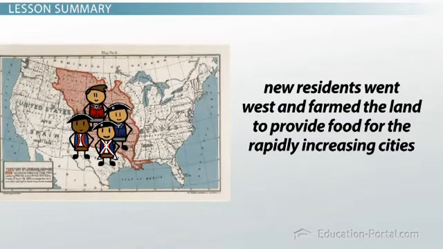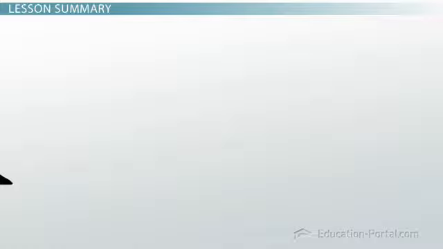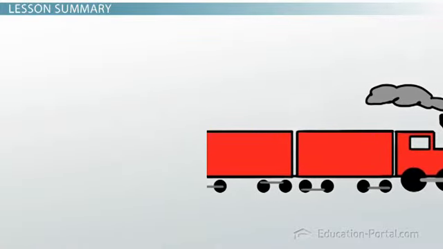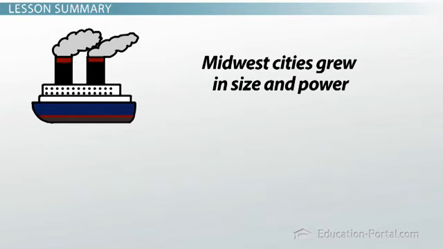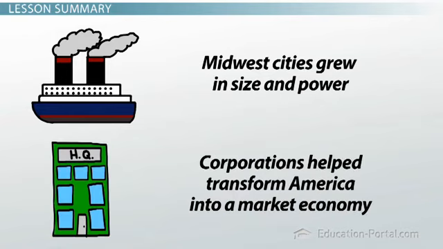A lot of these new residents went west and farmed the land to provide food for the rapidly increasing cities. This was made possible by developments in transportation, especially steamboat river traffic. Midwestern cities grew in size and power. Corporations helped transform America to a market economy.